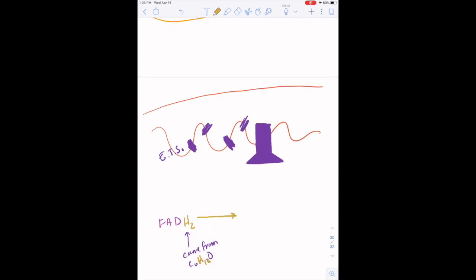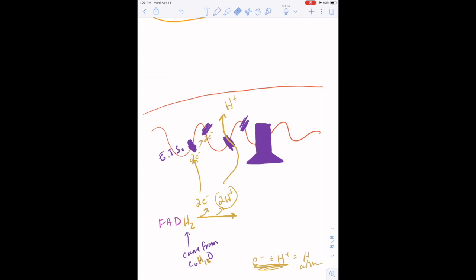FAD took on 2 hydrogen atoms in the form of 2 electrons and 2 protons. And remember that an electron plus a proton equals a hydrogen atom. They usually stay together, but in this case, they don't. The electrons get passed from protein to protein, and they're just kept busy for a while, whereas the protons get pumped across the inner membrane. Right?